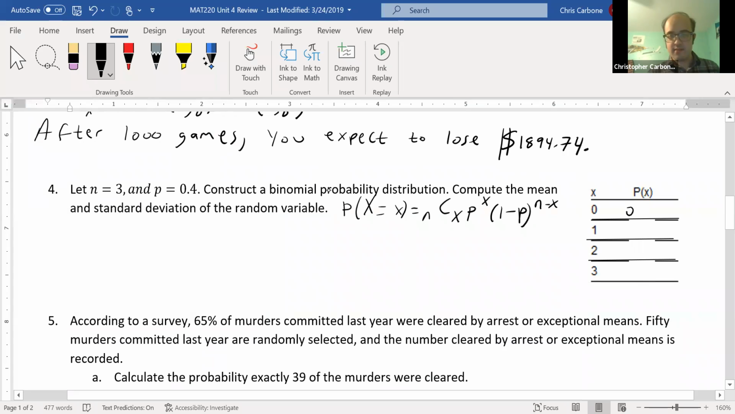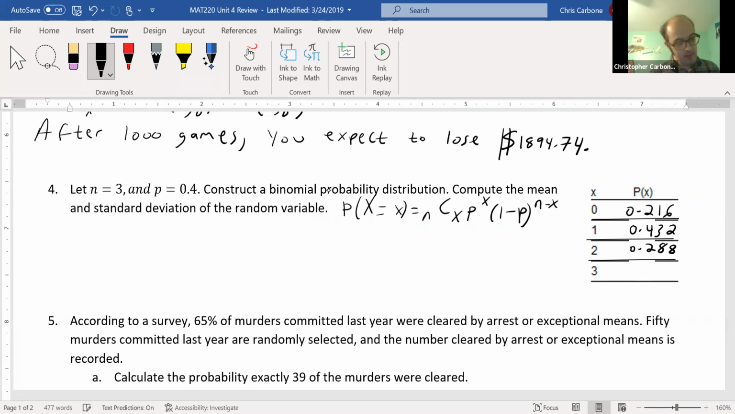So this is 0.216 for 0. For 1, it was 0.432. For 2, that was 0.288. And then for 3, that was 0.064. And if we were to add these up, we should get a value of 1.